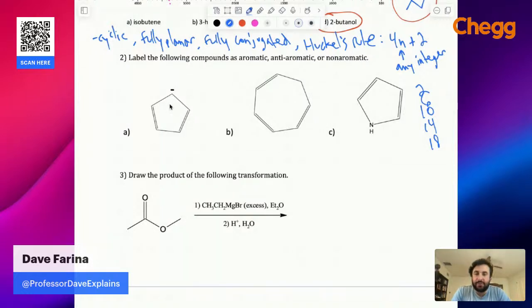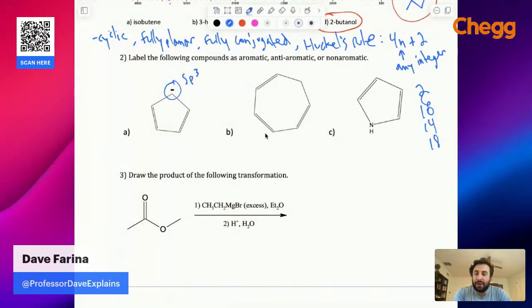So here's this first one. We've got the cyclopentadienyl anion. So it's a cyclopentadiene, but it's an anion. One of the carbons has a formal negative charge. So is this aromatic? Is it cyclic? Yes, it is cyclic. Is it fully planar? It is fully planar. Now, this one's actually tricky because a lot of students would say, now, wait a minute, Dave, this is not fully planar because we've got an sp3 carbon here, right?